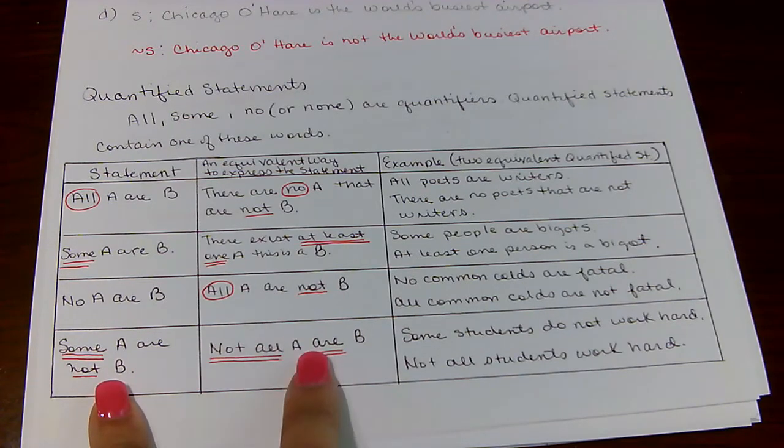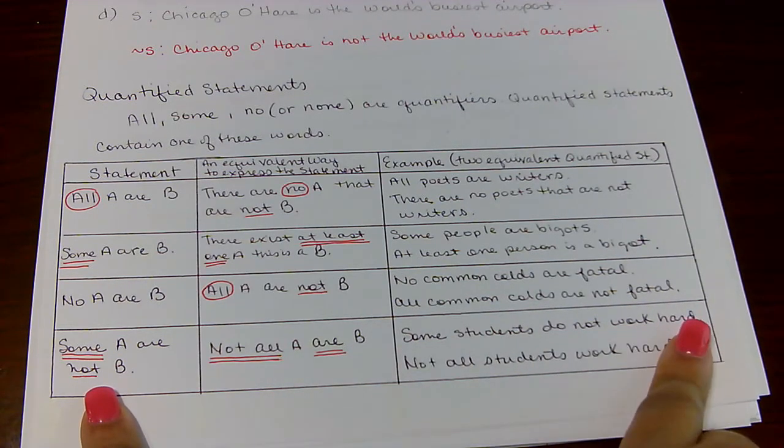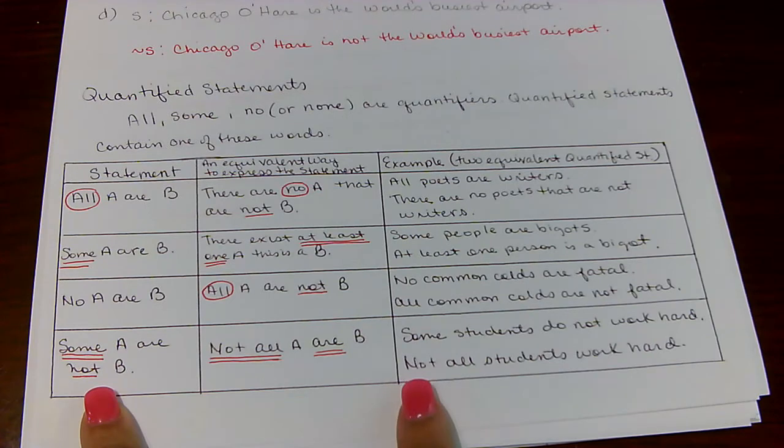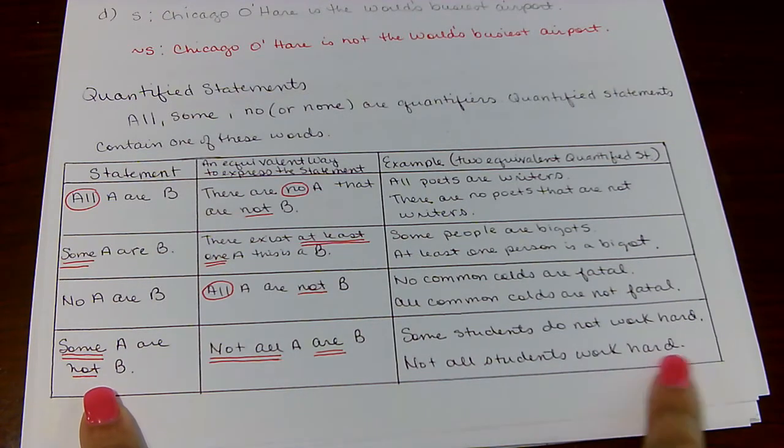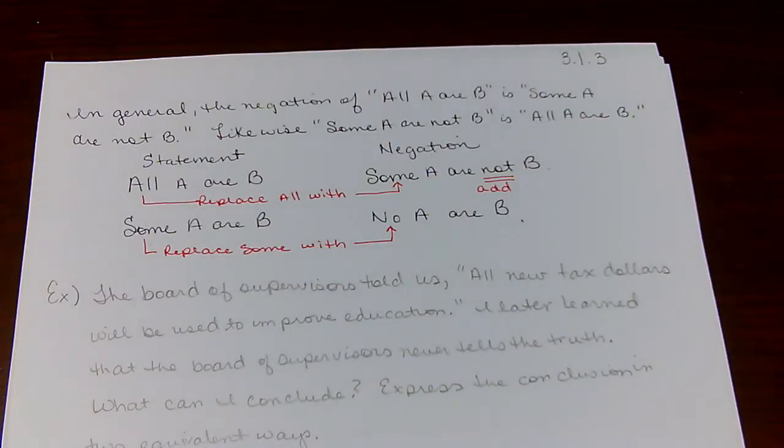means that not all A are B. These mean the same thing. Some students do not work hard is the same thing as saying not all students work hard. They mean the same thing. This is going to become important when we're doing the next part. So let's look at this next part.